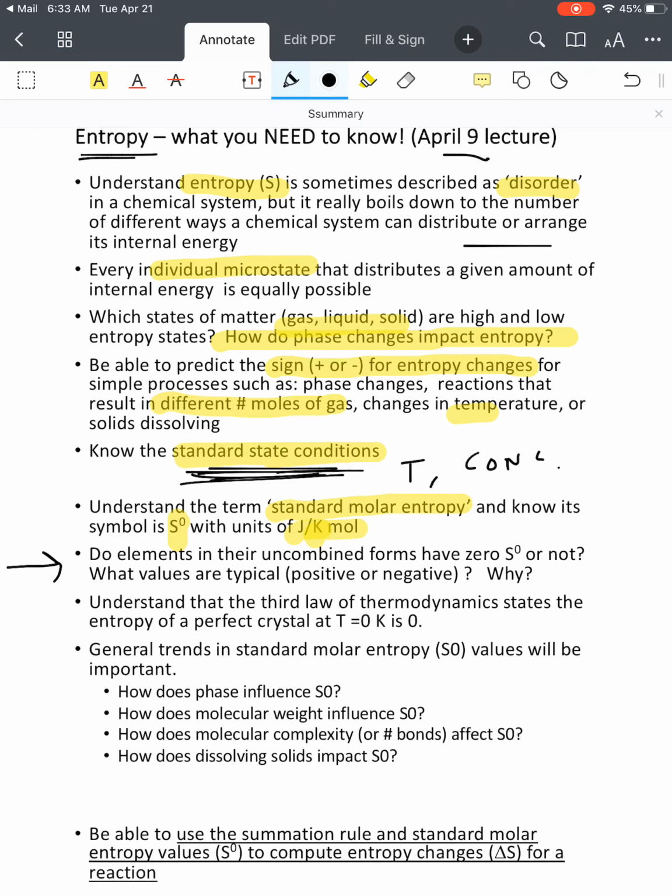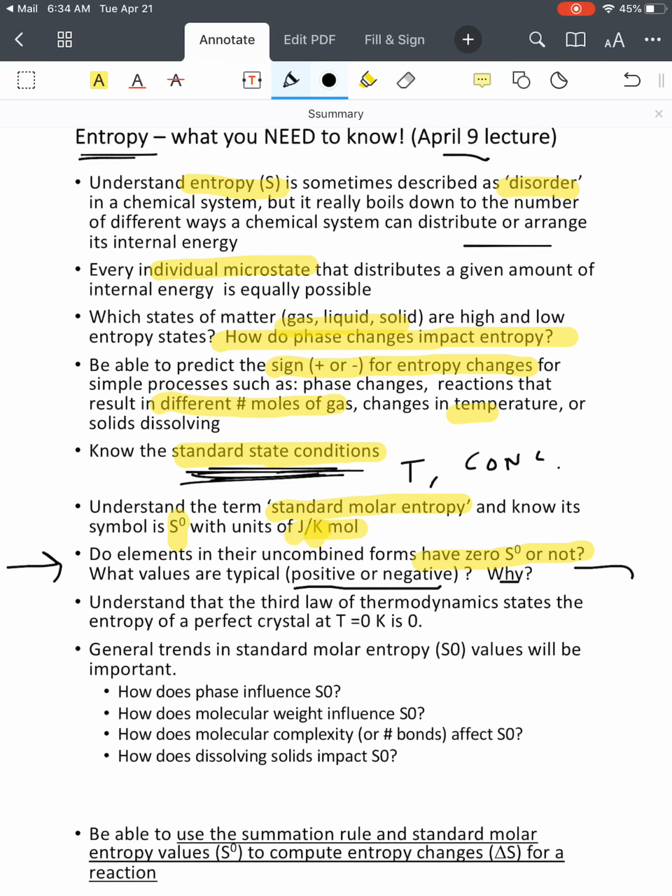And then the next question that feeds into that one is about elements from the periodic table. If they are in their uncombined form, do they have zero standard molar entropy or not? Sometimes elements in their uncombined forms, for these different thermodynamic variables like entropy or enthalpy or Gibbs free energy, have zero terms associated with them. But what about for S0, our standard molar entropy? Is it zero for these elements or not? And what are the typical values if they're not zero? Are they typically positive or negative? Okay, and why is that?